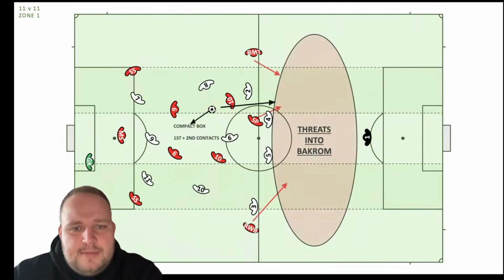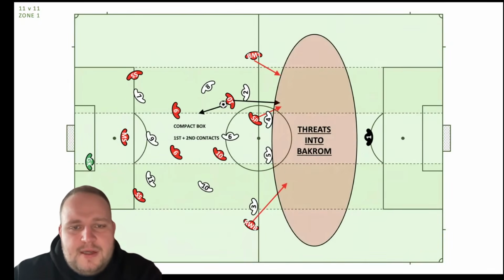And as we said, if we found the opposite side number 10 on more of a direct ball, we still wanted threats going into the backspace from our wing backs and striker, but then we really looked at compacting the box here to make sure that we were able to win first and second contacts. And that was a really key thing. If we don't win the first contact, then we make sure that we win the second contact.